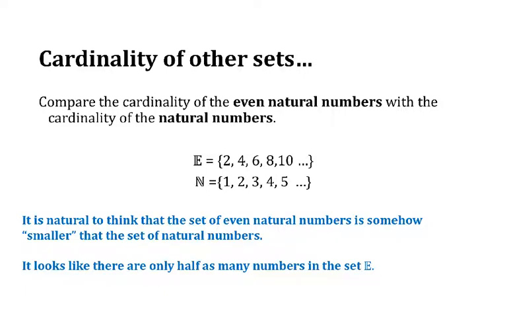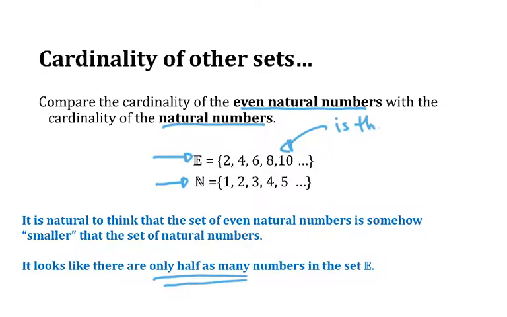What about the even natural numbers, which I give the letter E, and the natural numbers, which get the letter N? Now, I would think that there's only half as many. Is this a smaller set? It certainly seems like it would be.